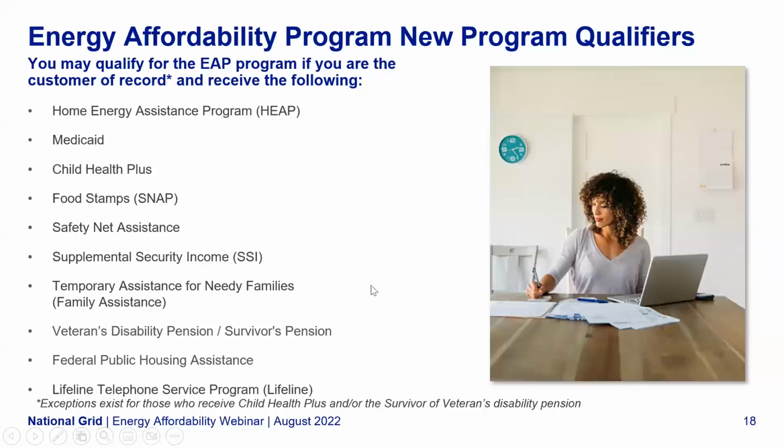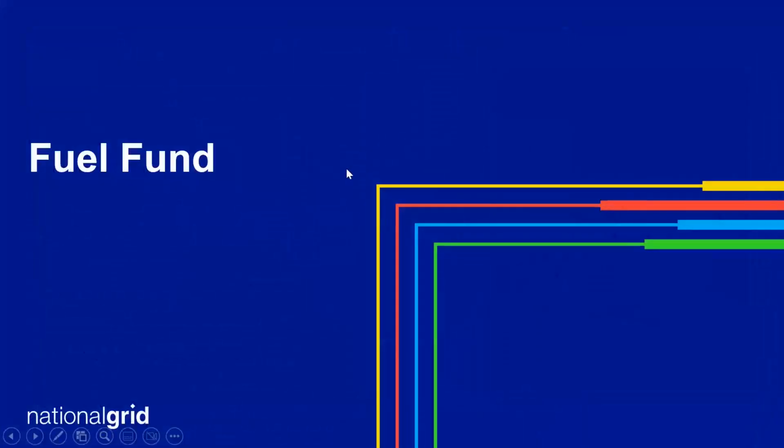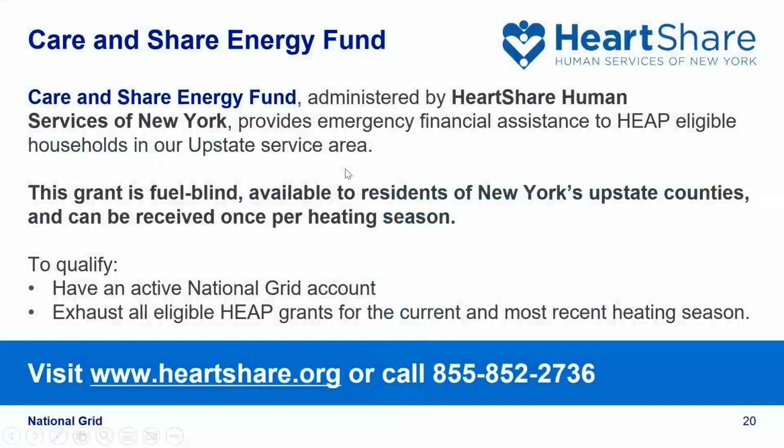If they do not receive HEAP, they can go right on the portal on National Grid and apply for it there. I believe they do have to provide proof of one of these assistance programs, but they can do it that way. And then these are two more grants, or actually three, that are available.